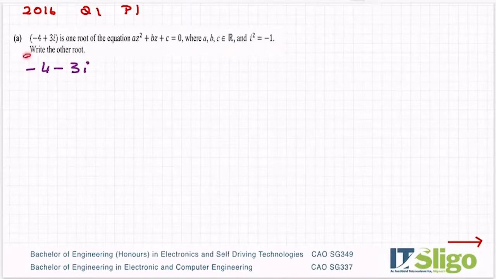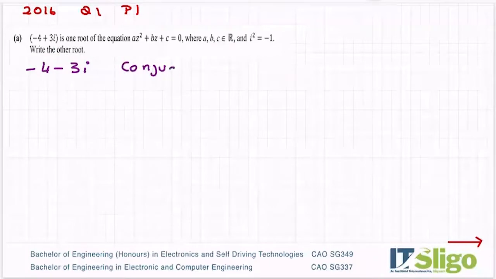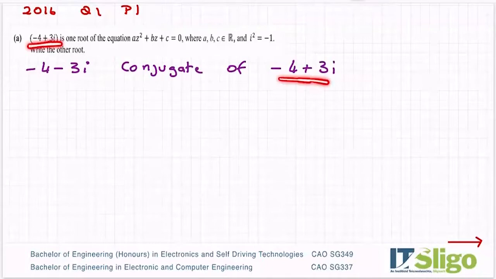Okay, so it didn't say calculate. It didn't say work out. It didn't say verify, nothing like that. It said just write the other root. So what am I doing here? This is what's called the conjugate of minus 4 plus 3i, which is the root they gave us in the question.